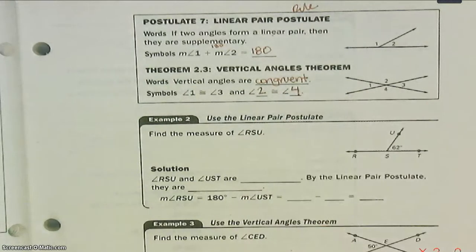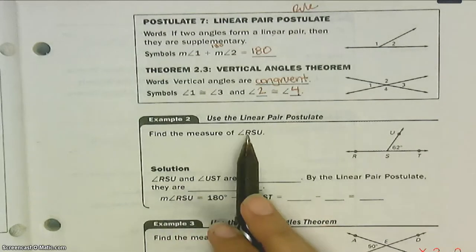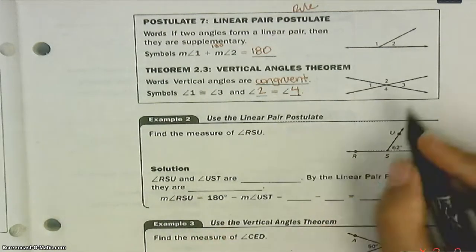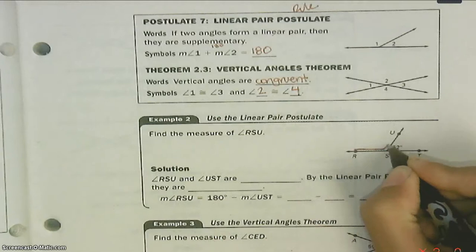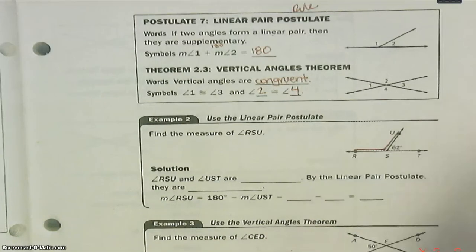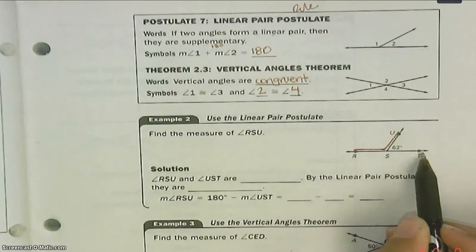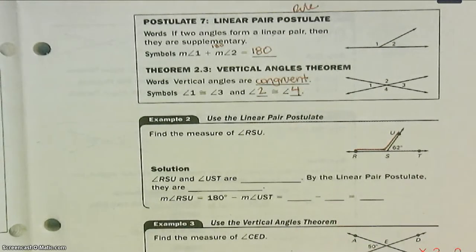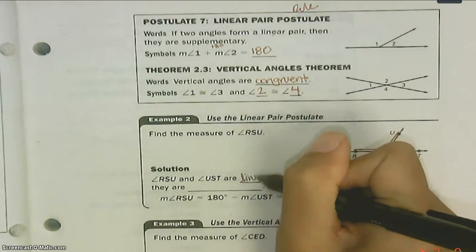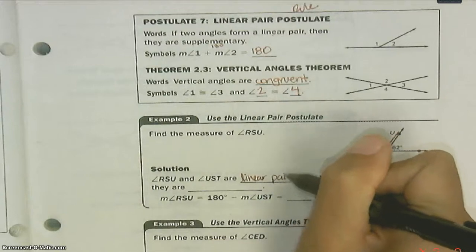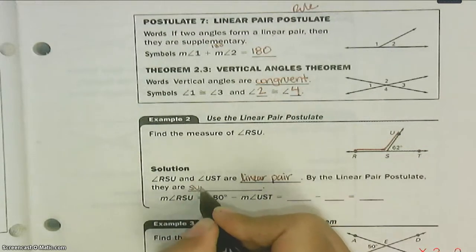So we're going to use these rules to solve. So the first thing you always want to ask yourself is, are we looking at a linear pair or are we looking at vertical angles? So find the measure of RSU. Okay. First thing I notice is that these two angles are making a line. They are making 180. So I know that they're supplementary.